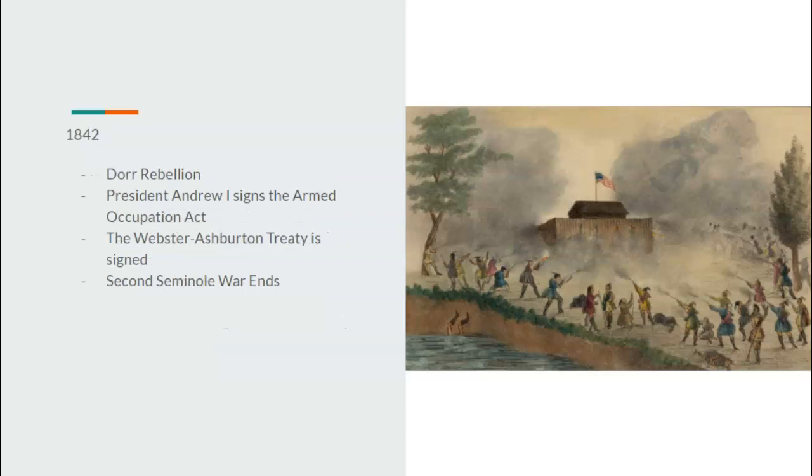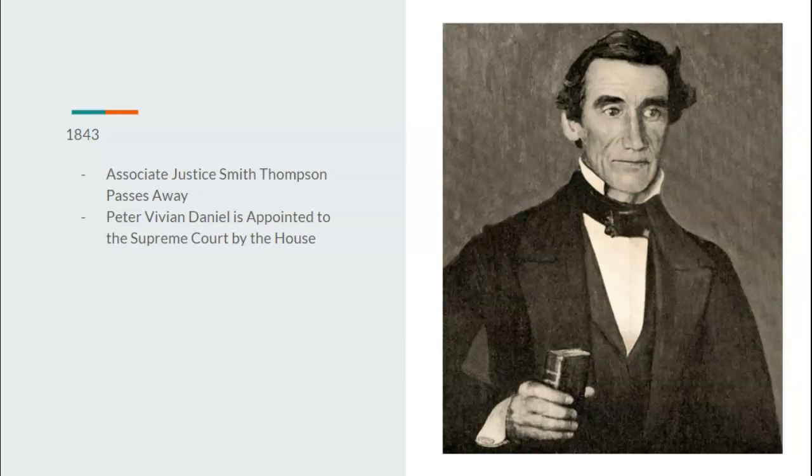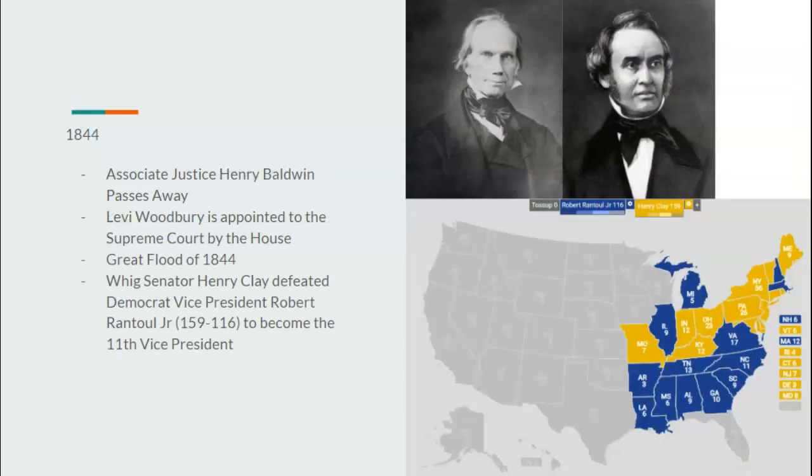1842, there's the Dorr Rebellion. President Andrew I would sign the Armed Occupation Act. The Webster-Ashburton Treaty would be signed, and the Second Seminole War finally ends. 1843, Associate Justice Smith Thompson would pass away, and the House would appoint Peter Vivian Daniel to replace him. 1844, Associate Justice Henry Baldwin would pass away, and the House would replace him with Levi Woodbury. There would also be the Great Flood of 1844. But the 1844 vice presidential election, as we see Whig Senator Henry Clay defeat Democrat Vice President Robert Rentel Jr. 159 to 116 to become the 11th Vice President.